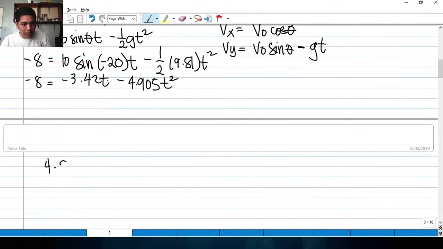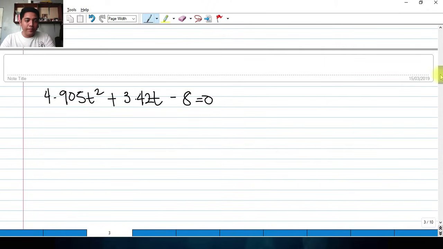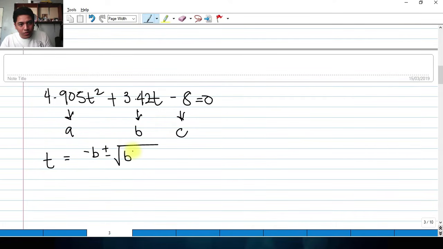So 4.905 t squared plus 3.42 t minus 8 equals 0. If we are going to solve the roots of this equation, we shall arrive at two values of time. Okay? So we're going to have this as our A, this as our B, and this as our C. We can use the quadratic equation in order to find the roots of this equation.